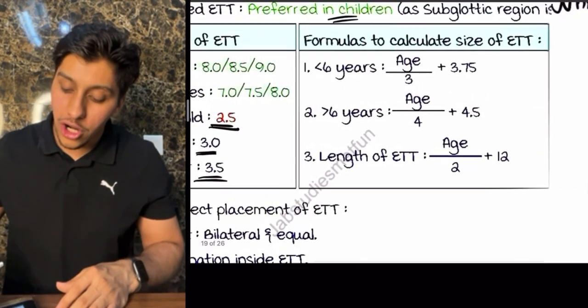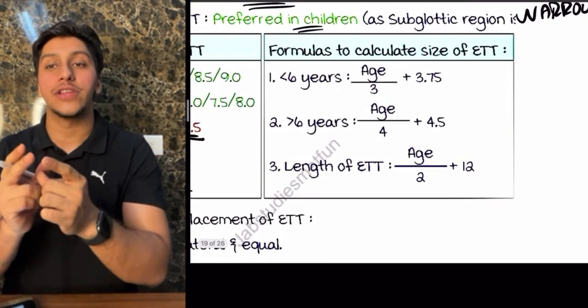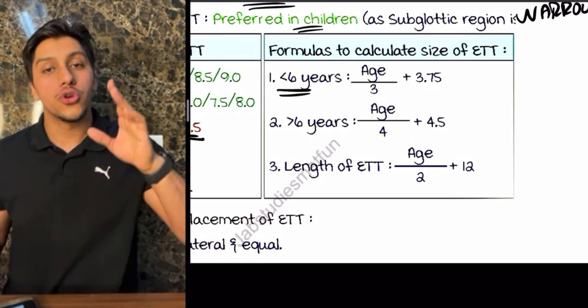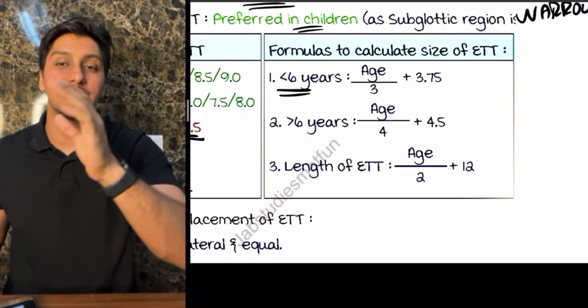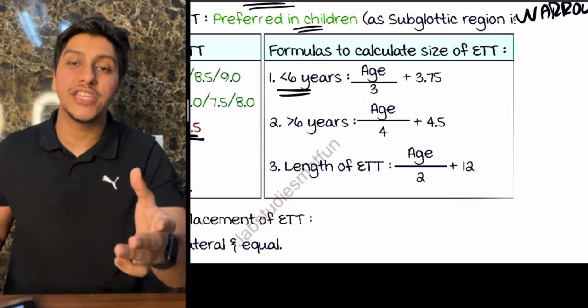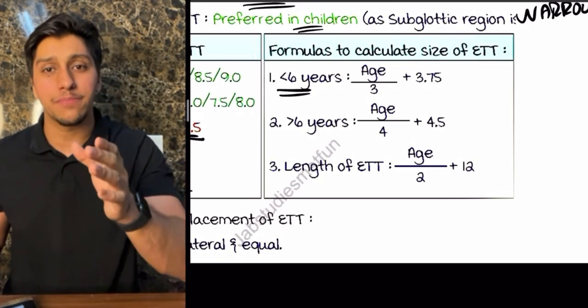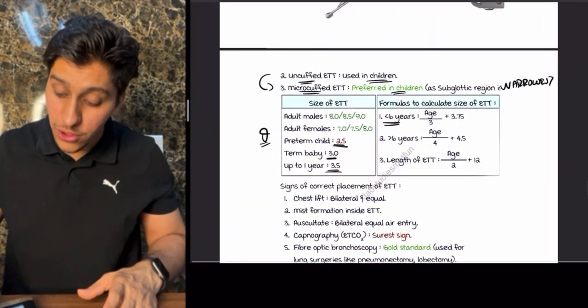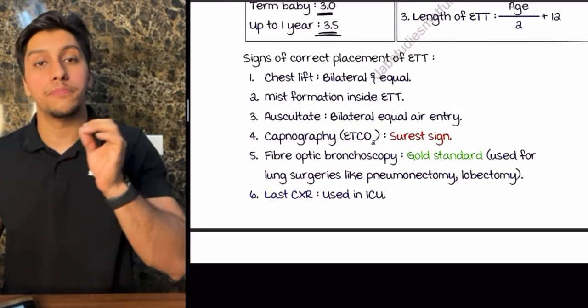Okay, if you talk about how much the size and the circumference of the ET tube should be, remember if a child is less than 6 years, you're going to divide the age by 3 plus 3.75. If the child's age is more than 6 years, you're going to divide age by 4 plus 4.5. Okay, what are the signs of correct endotracheal tube placement?